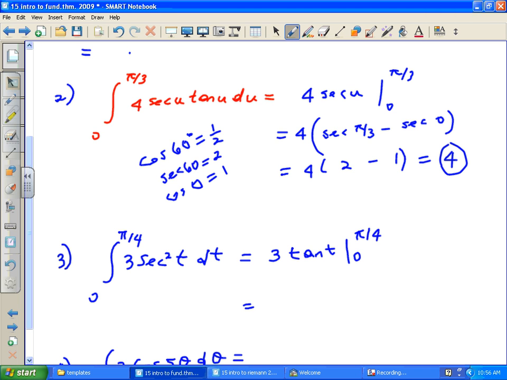Pi over 4 is 45 degrees. What do we know about tangent of 45 degrees? That's 1. And tangent of 0 is 0. So the answer will be 3 times 1, or 3.